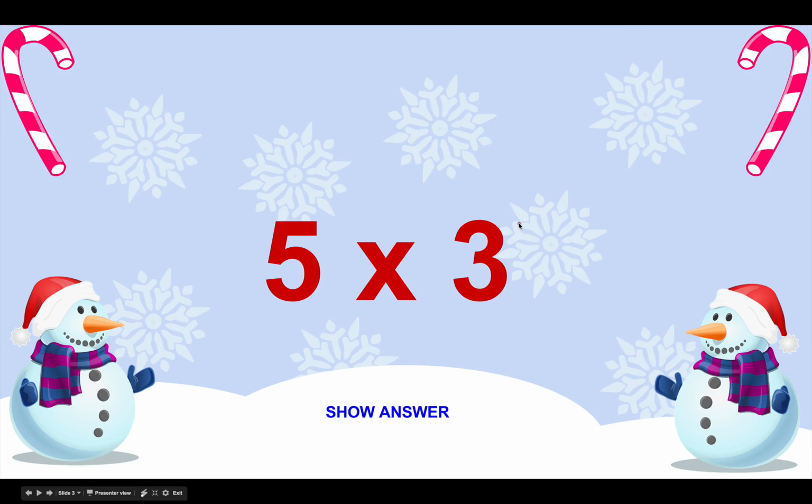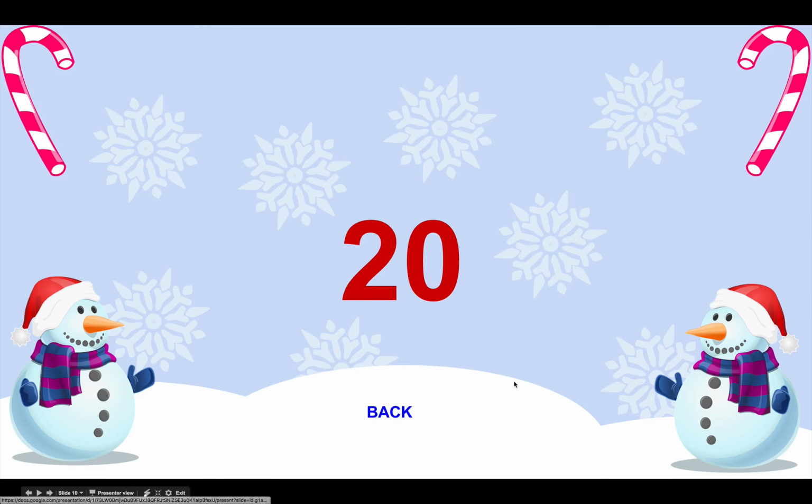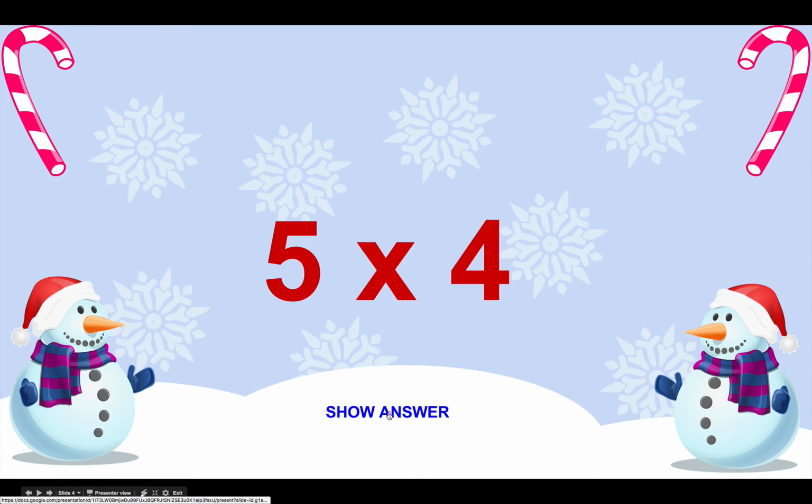So let's say a student gets stuck on 5 times 4. They need to see the answer. They click show answer. Oh yeah, it's 20. And they click back, and then they can keep on going with their little deal. Okay, one final tip here.